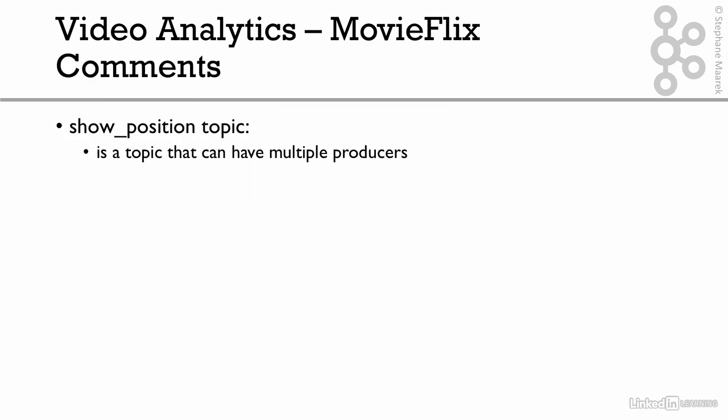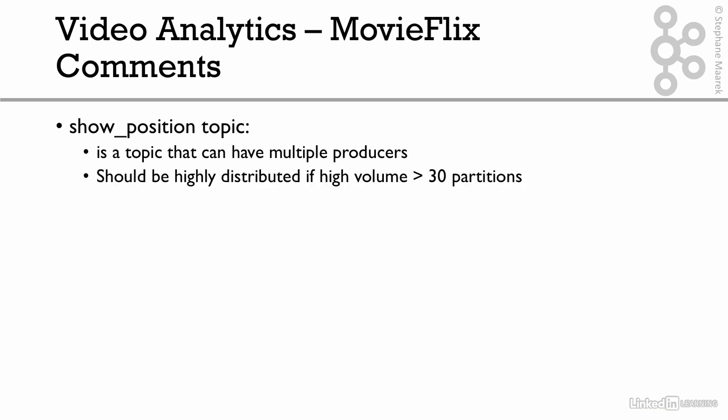For the show position topic, it's a topic that can definitely have multiple producers, okay? All around the world, people are going to watch my TV shows, and so multiple producers will put data into the topic. To me, it should be highly distributed because there's going to be high volume, there's going to be some data sent every 20, 30 seconds. So I would say at least 30 partitions, but again, I would need to measure it before saying such a number.